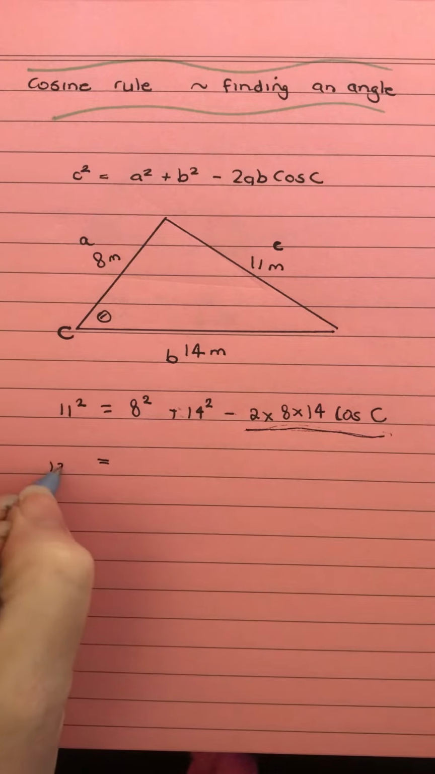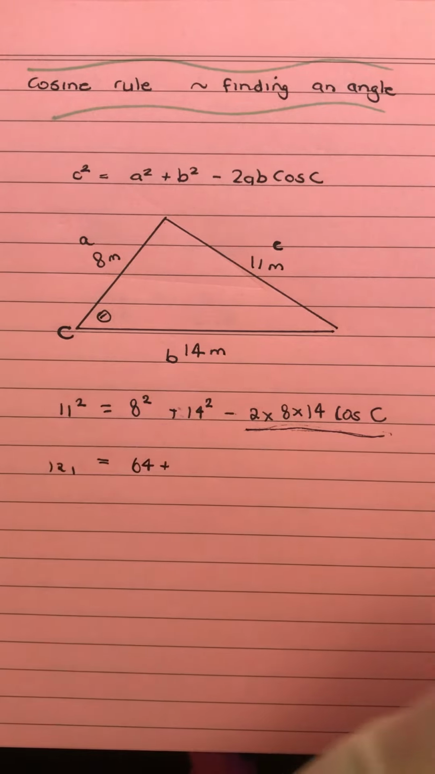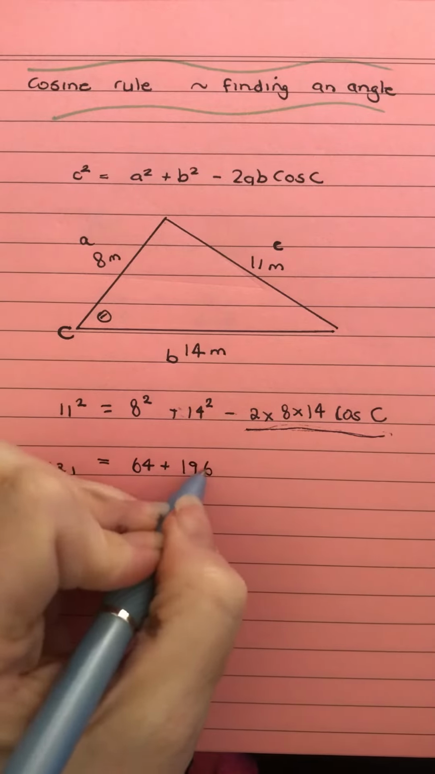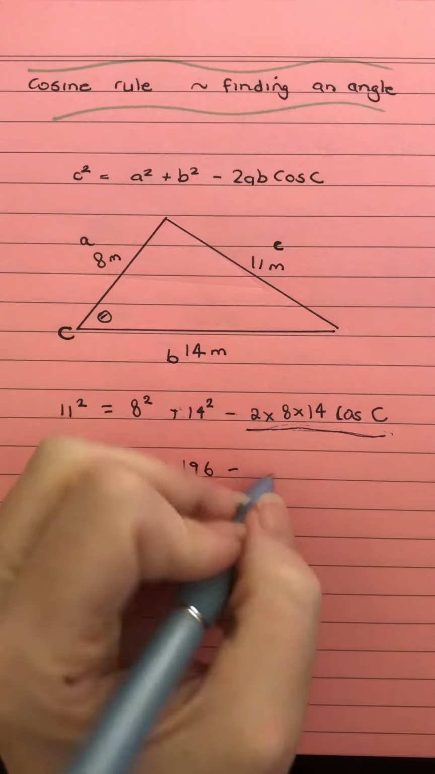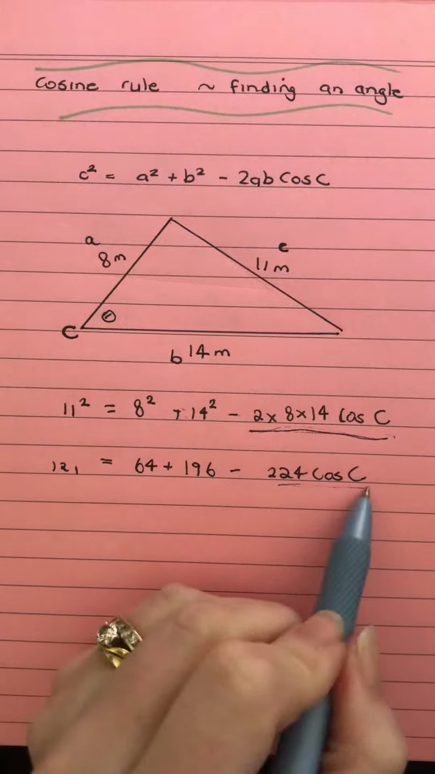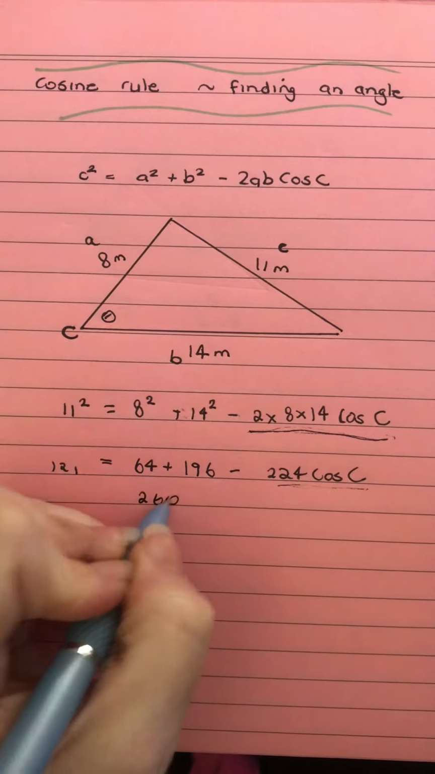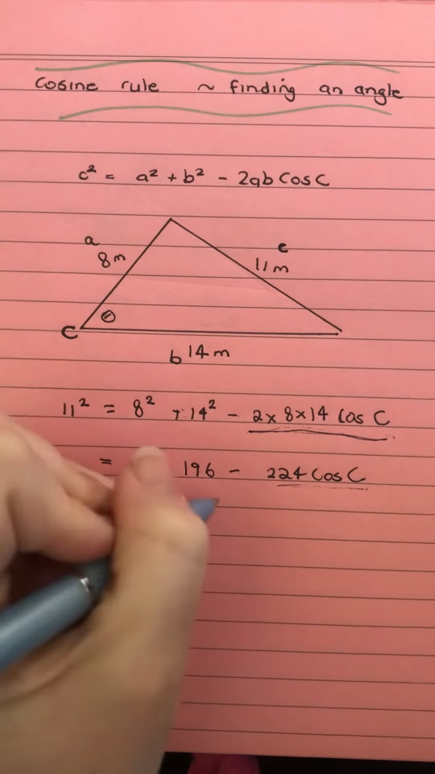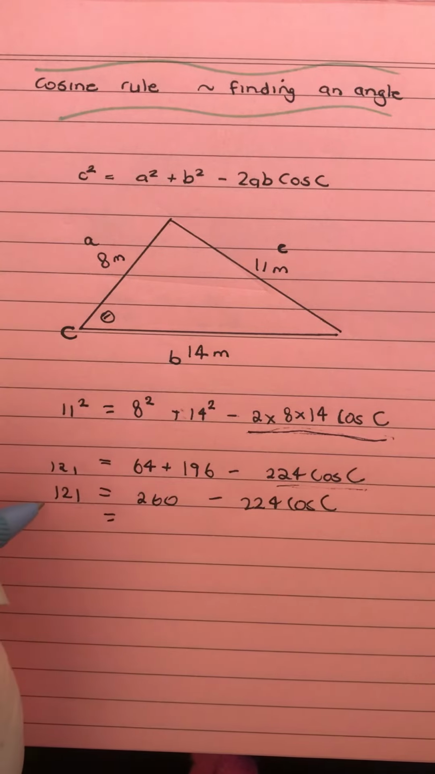Now 11 squared is 121, 8 squared is 64, 14 squared is 196, and then I've got 2 times 8 times 14, and I get 224 cos C. Now they have to stay together. So 64 plus 196 gives me 260. So then my first step will be to take that 260 away from the 121.